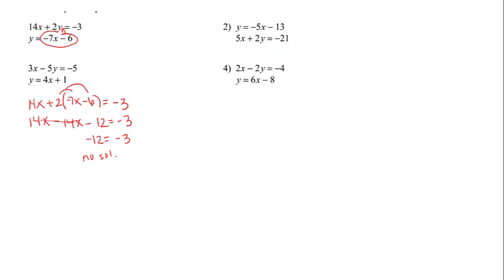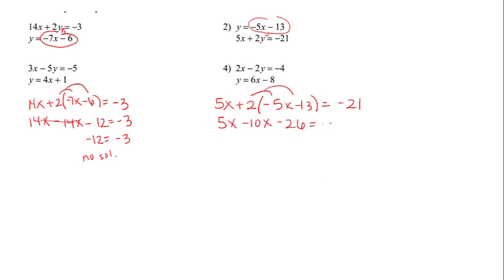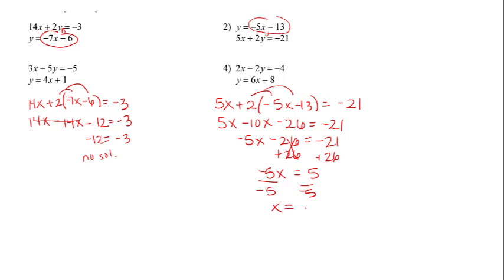Okay, let's look at this one right here. So we're going to circle this. It's going to go into here. We're going to say 5x plus 2, parentheses, negative 5x minus 13 is equal to negative 21. All right, we're going to go ahead and distribute. Okay, 5x minus 10x, let's join our like terms here, becomes negative 5x total. Then we're going to add 26 to both sides. Negative 21 plus 26 is 5. And then we divide by negative 5, and we get x to be negative 1.